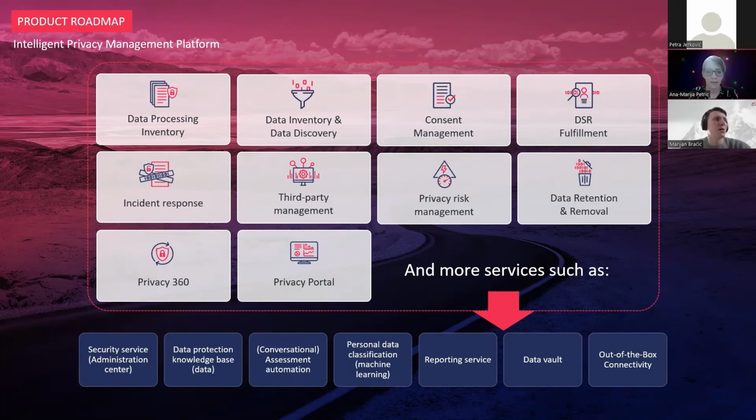We can tackle data processing inventory, records of processing activities and risks, managing consents and preferences, data subject request fulfillment, and third-party management. And also one of the big problems besides data discovery and classification, which is data retention schedule and automation of data removal. So this deserves another webinar, and we are planning to do it very quickly.